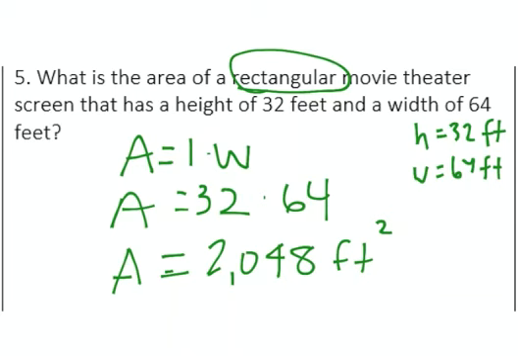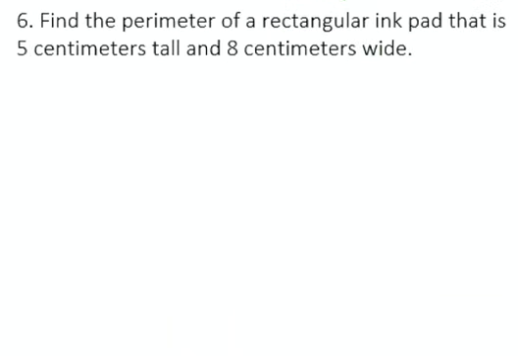All right, moving right along. We are going to this time find the perimeter of a rectangular ink pad that is 5 centimeters tall and 8 centimeters wide. So again, we have that rectangle, but this time we're looking for the perimeter. So perimeter formula of a rectangle. Look at your formula sheet. Find the perimeter formula for a rectangle.